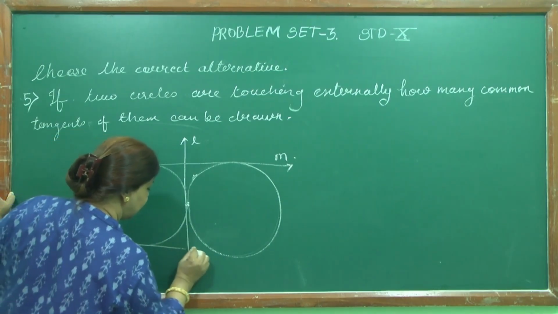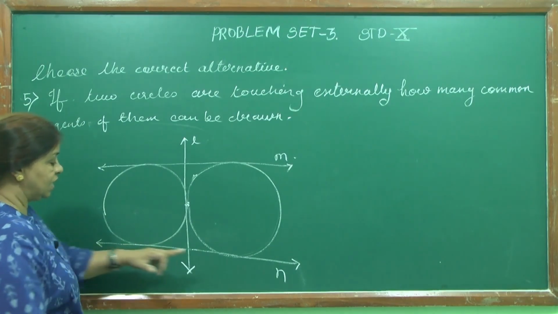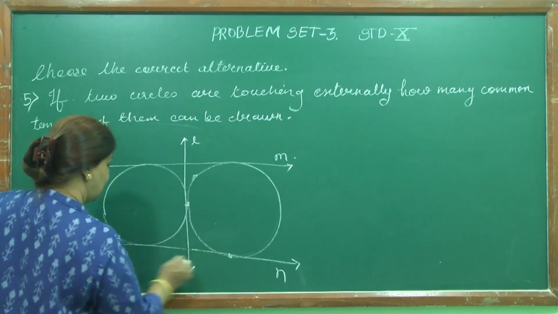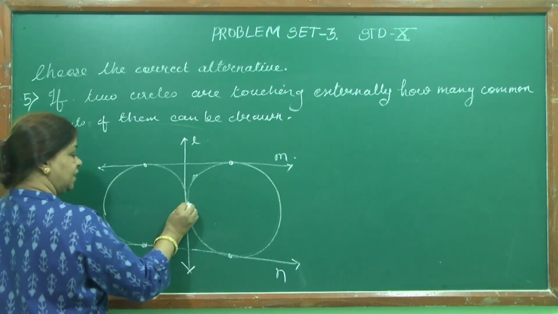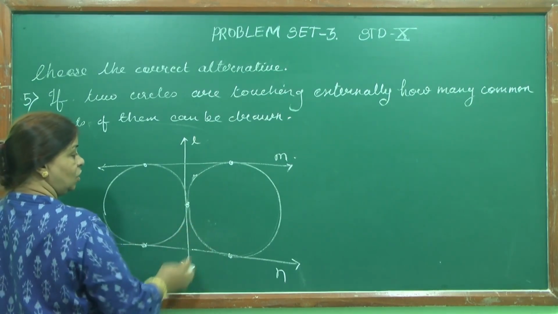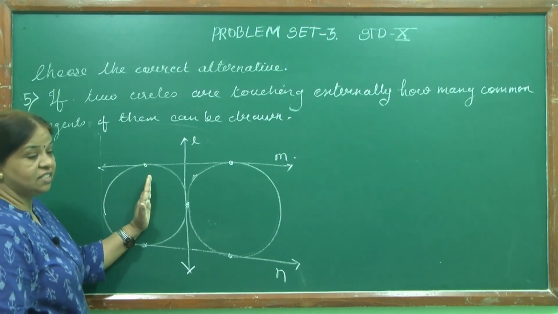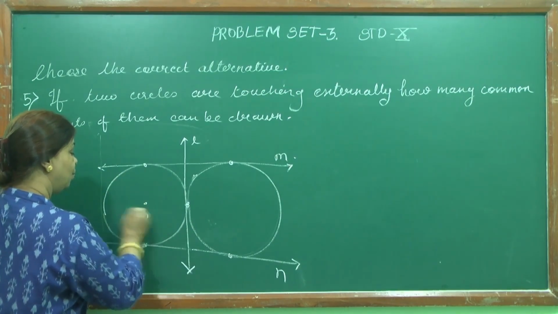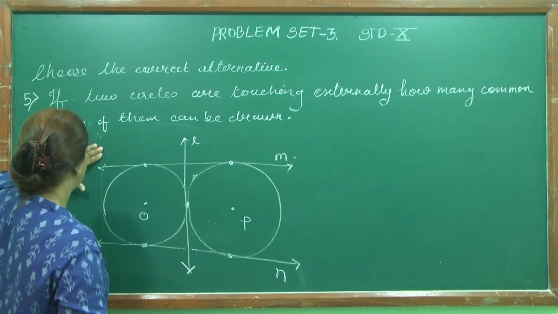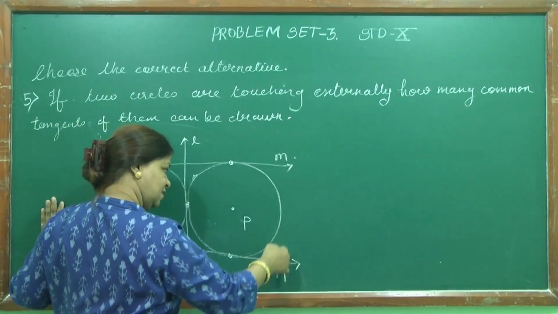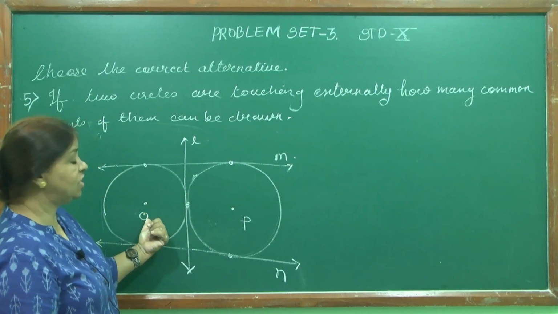And one more tangent I can draw. N. Now this is also touching here at this point as well as here at this point. This tangent is touching both the circles. So let me see if I can draw one more tangent. No, this tangent only touches this circle with center O. It doesn't touch the circle with center P. So you cannot draw. This side, yes, you cannot, because this also touches only the circle with center P, not the circle with center O.